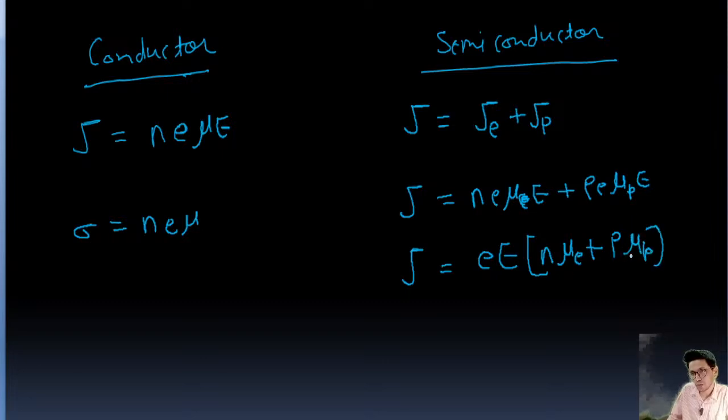So mu P is the mobility of holes, mu E is the mobility of electrons, P is the number of holes, and N is the number of electrons. So this is the current density for a semiconductor, and this is the current density for a conductor. This is also important. These formulas are important, guys, so you need to note them down.